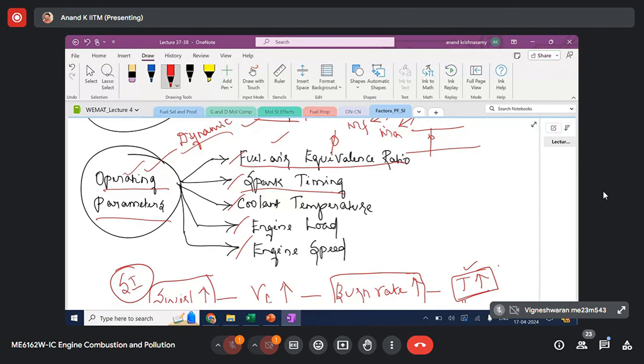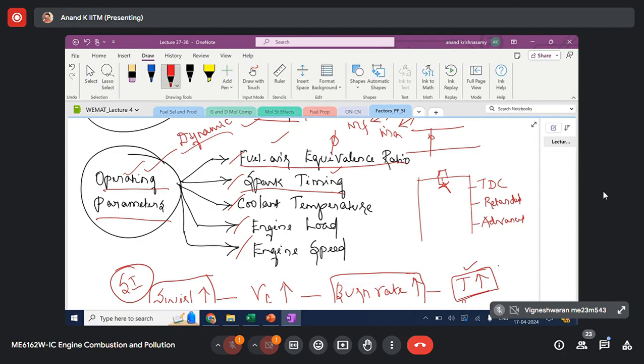Next, we have spark timing. When we talk about spark timing, you have two options. We generally say spark timing in terms of whether it is advanced or whether it is retarded. This is retarded or delayed spark timing. This is advanced spark timing. We are talking about when we discharge the electric spark. Either you can advance it or retard it. We need to carefully optimize this important variable, spark timing, because it is going to affect engine performance. It is also going to affect the pollutant levels generated in the engine cylinder.